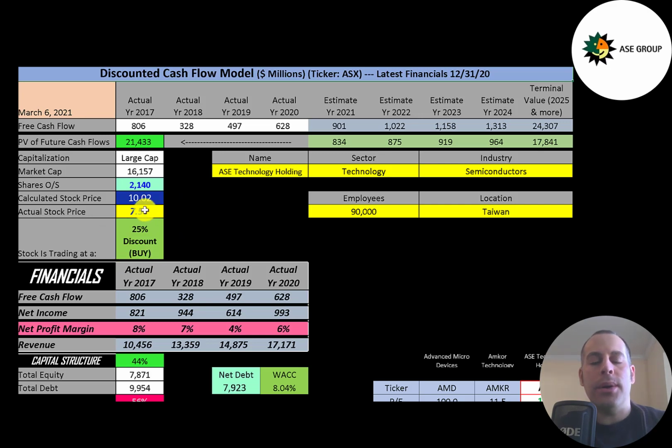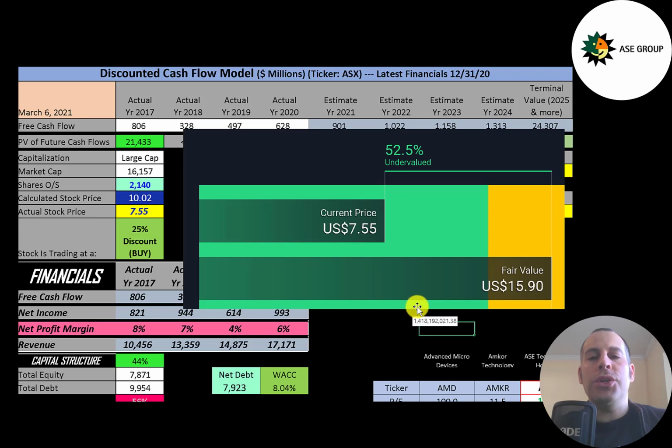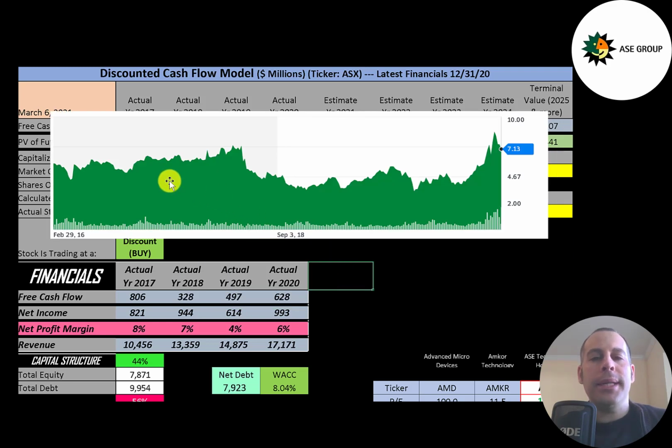It's a buy according to the model. Simply Wall Street values the company at $16, so they're saying it's even more undervalued than me. This is the stock price the last 5 years. It looks like it hit $7 back in the beginning of 2018, but then it kept dropping. But for the past month or two, the stock price has really been driven up. It has retreated a little bit.